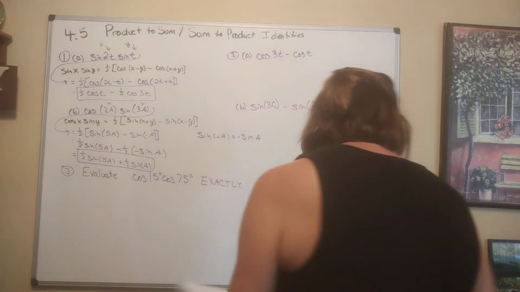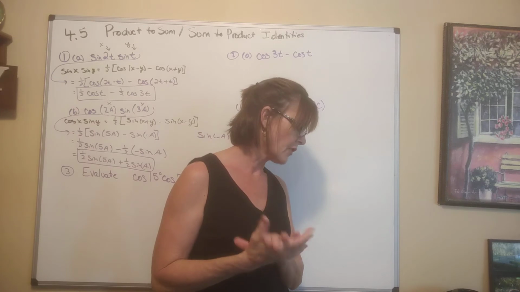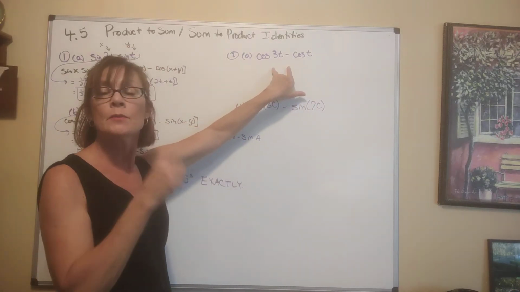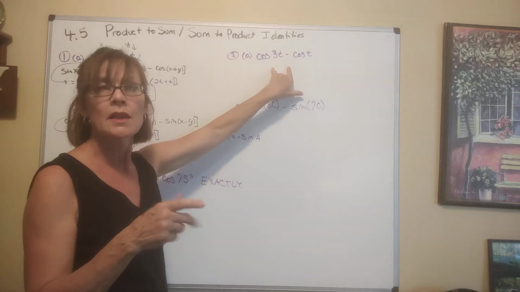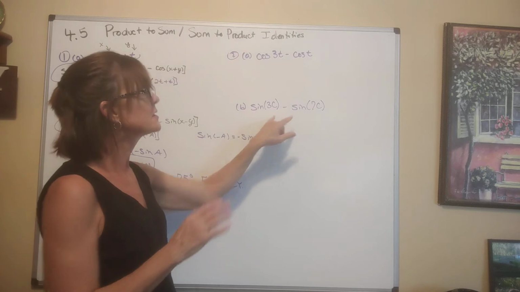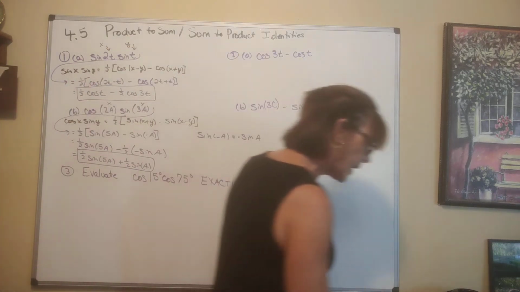The directions for number two are: write each sum or difference as a product involving sines and cosines. What they've given us is a difference, and we're supposed to write it as a product, things being multiplied together. Also in B, we're given a difference, and we're supposed to write it as a product. So let's look at what we have to work with.